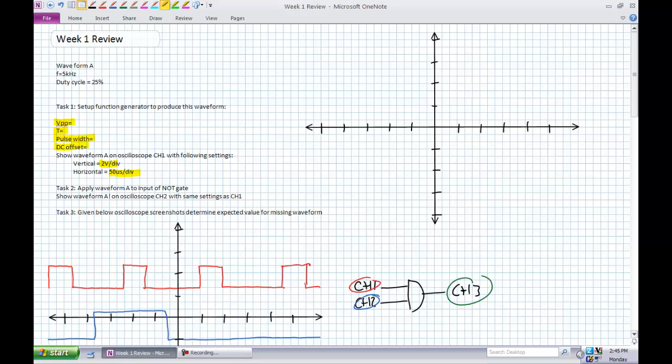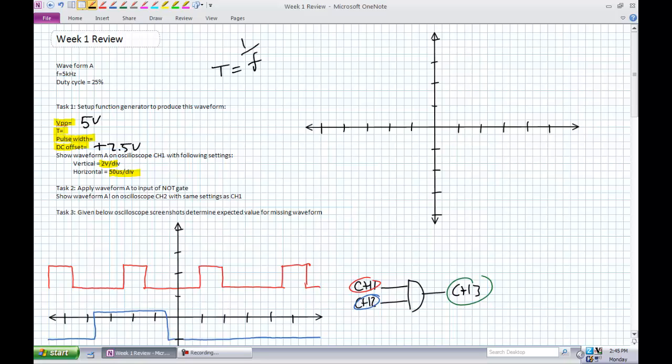What does the desired TTL compatible waveform look like? It goes from 0 to 5 volts. So our answer for voltage peak to peak is 5 volts. However, you have to realize the square wave is zero centered. So that goes from plus 2.5 down to negative 2.5. So what is the DC offset I want to put? 2.5 volts. What is the period for a 5 kilohertz waveform?